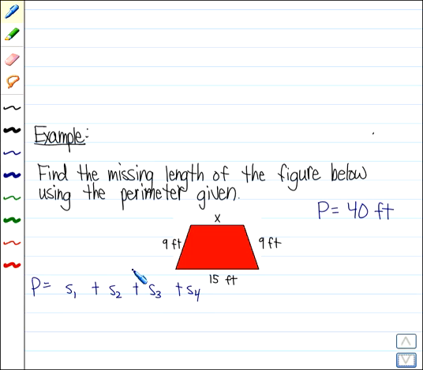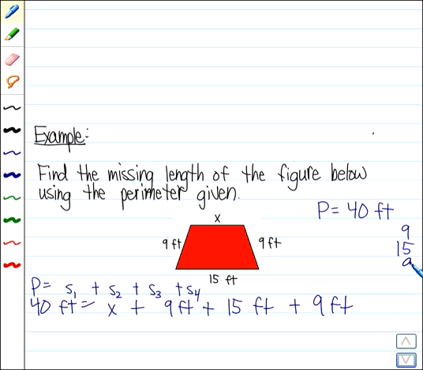So let's plug in what we know. We have 40 feet as the perimeter. We have side 1, which is x, so x plus side 2, which is 9 feet, side 3, which is 15 feet, and side 4, which is the 9 feet. So let's add up the 3 that we do know, the 9 feet, 15 feet, and other 9 feet. So we have 9 plus 15 plus 9.